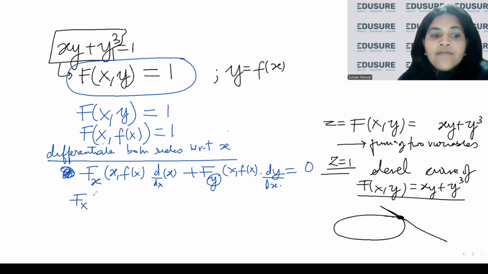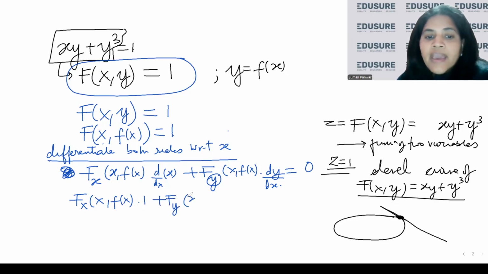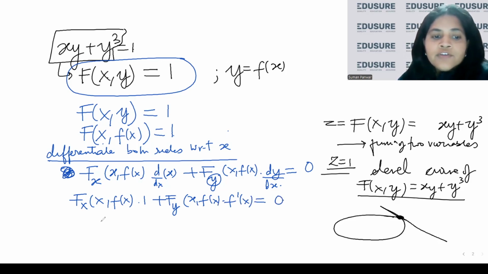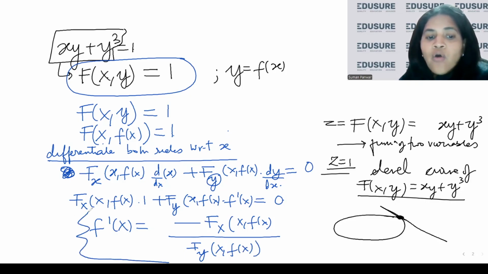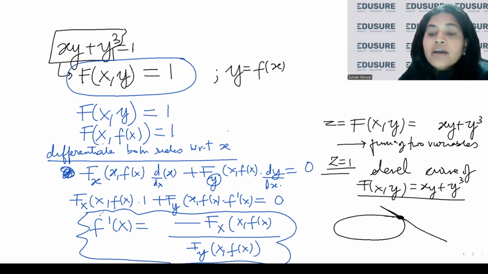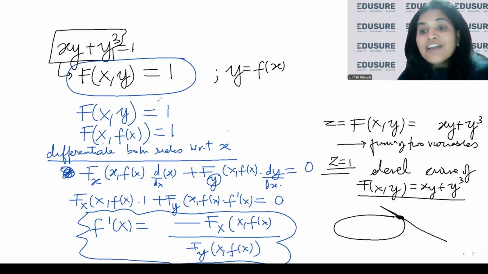So it is going to be f_x(x, f(x)) into 1 plus f_y, the derivative with respect to the second variable, at (x, f(x)), and dy/dx is nothing but f'(x). So f'(x) is going to be minus f_x(x, f(x)) divided by f_y(x, f(x)). This is how we obtain the formula for f'(x) when we know that f(x,y) is equal to some constant. So here it is equal to 1.